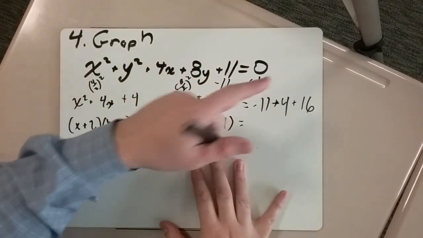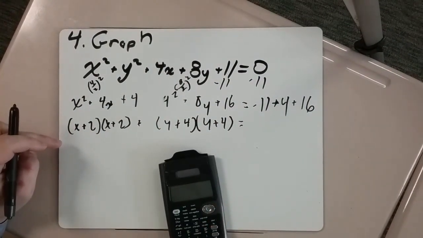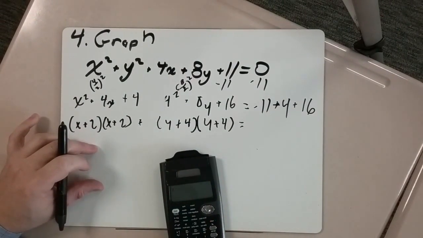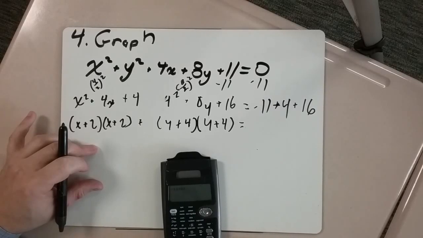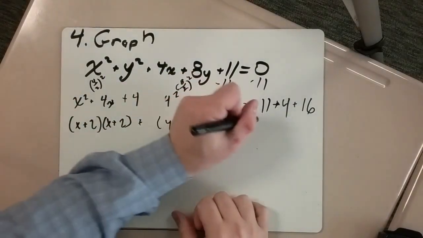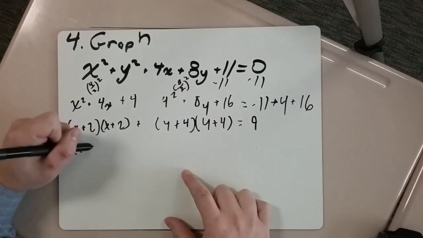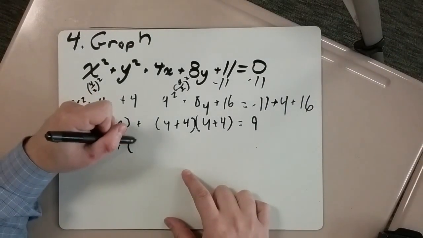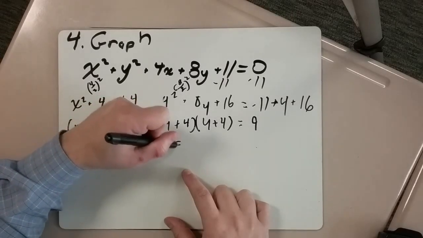And then I have to add up that side. Again, I'm writing this out so you guys can see how this all works out and where everything comes from. Now I'm going to add negative 11 plus 4 plus 16, and I get 9. This becomes x plus 2 squared, then y plus 4 squared equals 9.